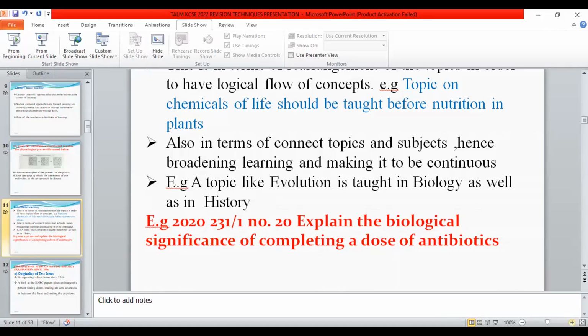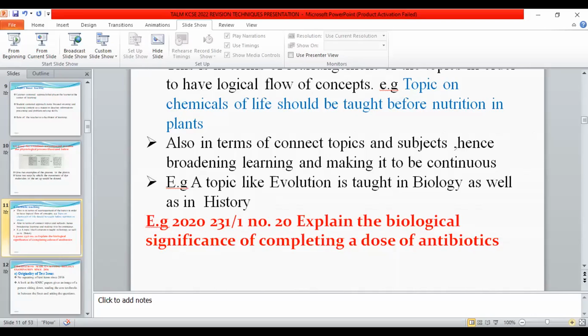What does that imply? It implies that candidates are not able to apply, one, the content that they learn in class to real life situations. Two, it also implies that our candidates are not able to link the concept learned in one topic to other topics. So this question is normally expecting the candidates to link the concepts that are acquired in the topic on genetics and evolution.